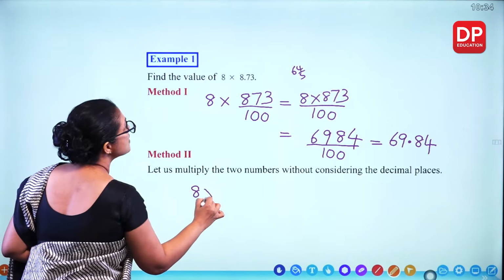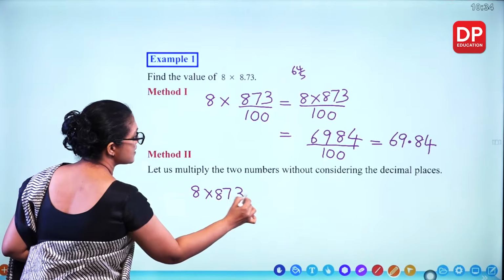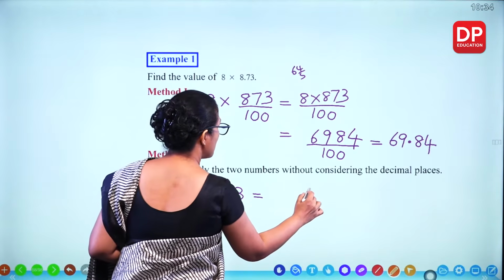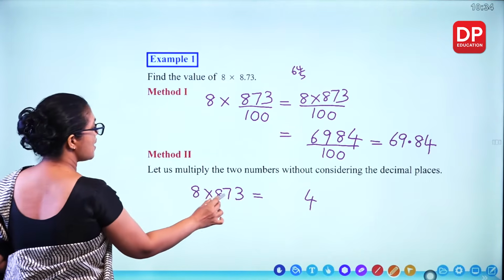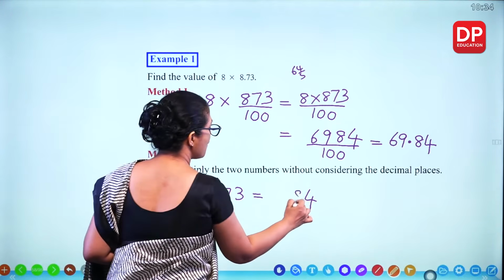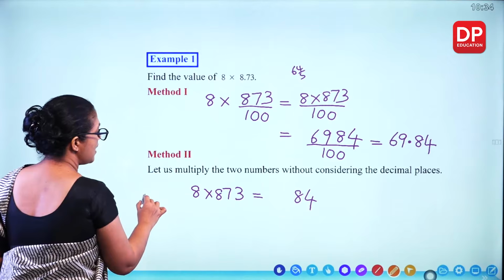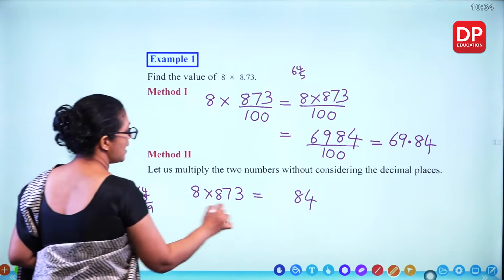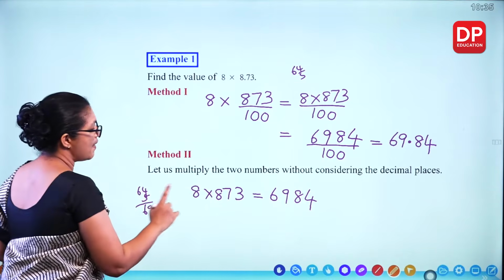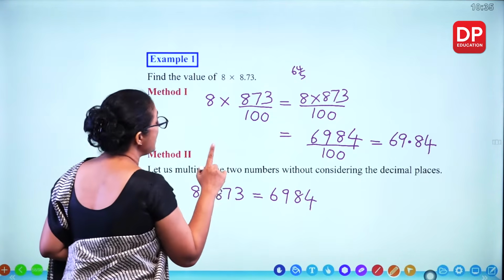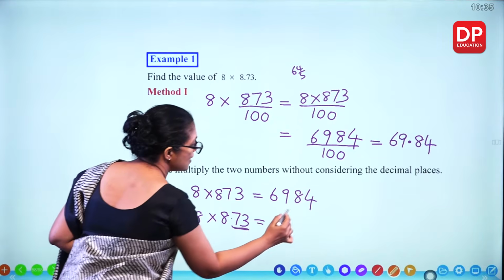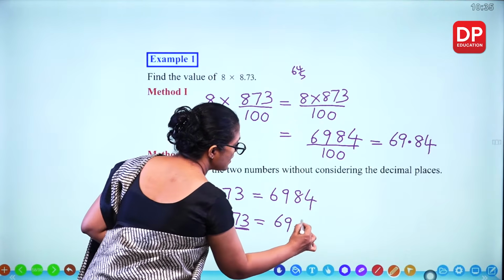Now we'll use the other method. 8 times 873 first. 8 times 3, 24, 2 remaining. 8 times 7, 56 plus 2, 58. 5 remaining. 8 times 8, 64 plus 5, 69. So you multiply and then you keep 2 places in the answer, 69.84.